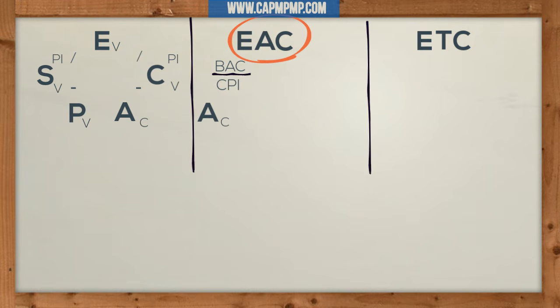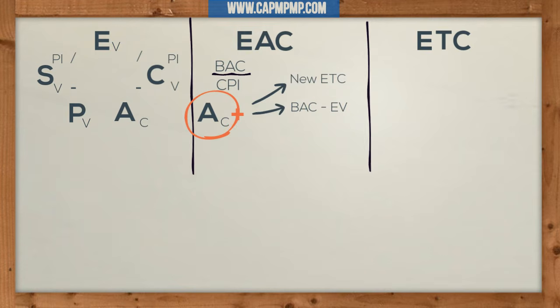Estimate at completion could be the actual cost plus the new estimate to complete that you see here on the right. Estimate at completion could be the actual cost plus the budget at completion minus the earned value. Or it could be the actual cost plus the budget at completion minus the earned value divided by the multiplication of the indexes, CPI times SPI.